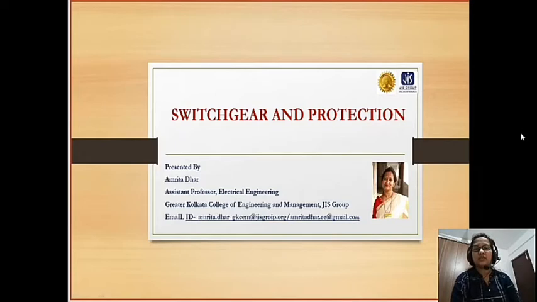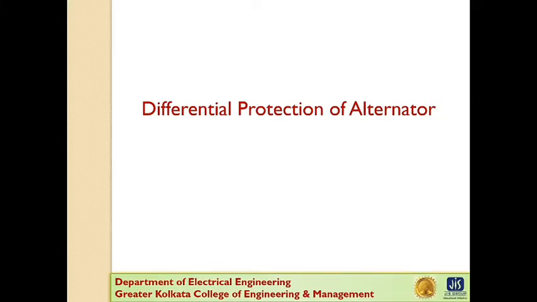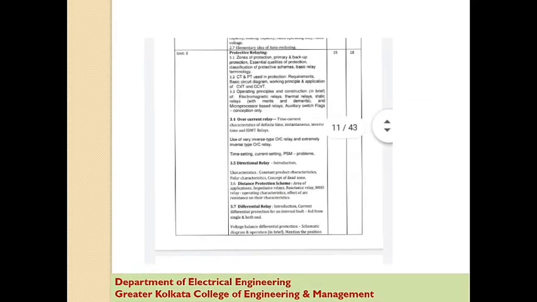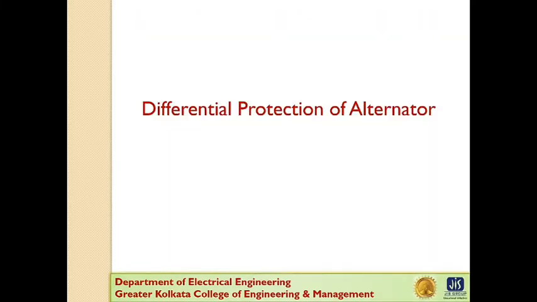Now I will teach you switchgear and protection. In this video, I will discuss differential protection of alternator. This topic is included in Module 3 of the subject Switchgear and Protection. Subject code is EE/S5/SWGRP. The most common system used for the protection of stator winding faults employs the circulating current principle.